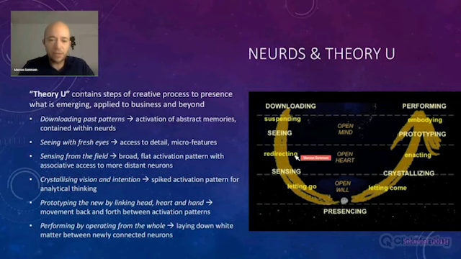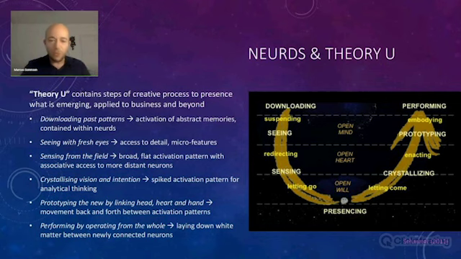Then we need to redirect our attention inside, also called sensing from the field. So at this point, we would be engaging broad, flat activation patterns with associative access to more distant neurons. So we're going into a broader field of awareness now where we're inviting in broader activation. And then letting go brings us down to this place of presencing, which can take some time.